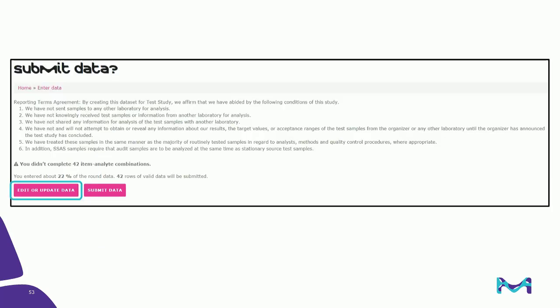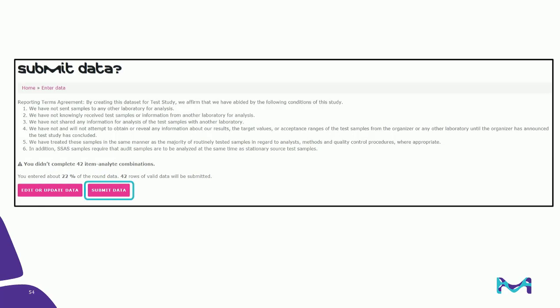If you need to go back and make any changes, click Edit or Update Data to go back to your data entry screen. Click Submit Data if you do not need to make any further changes and are ready for evaluation. If you do not submit, the system will automatically submit the data for you once the study has closed. However, we do suggest clicking Submit once you have completed the data entry to expedite the evaluation process.